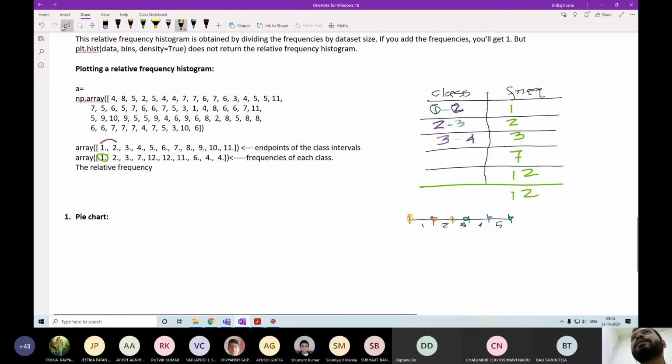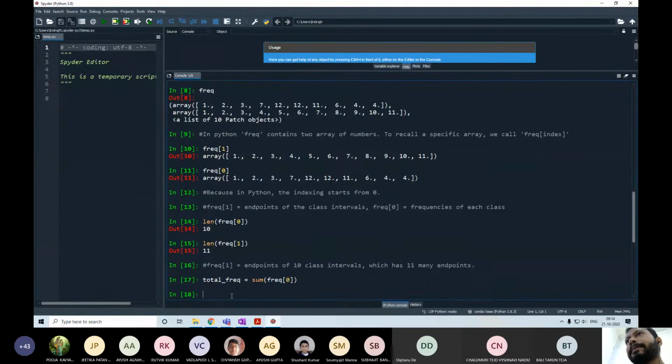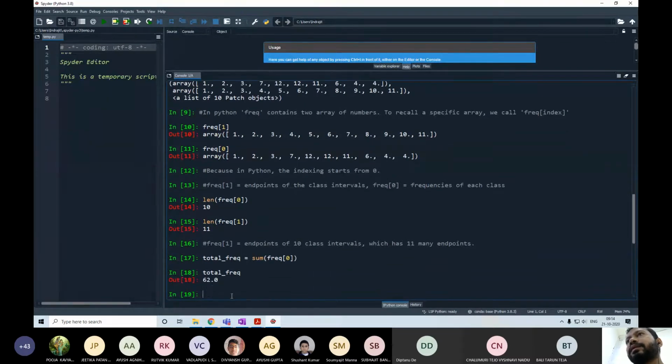Okay, now the relative frequency. Relative frequency is the frequency array divided by the total number of things. So frequency 0 is the frequency. Now the total frequency is the sum of this array. If I recall, it was 62. So I had 62 data points actually.